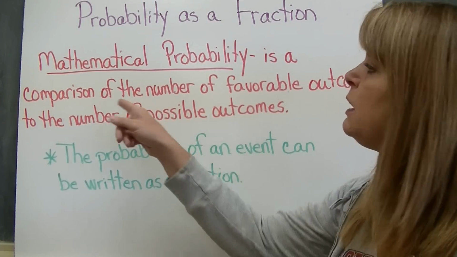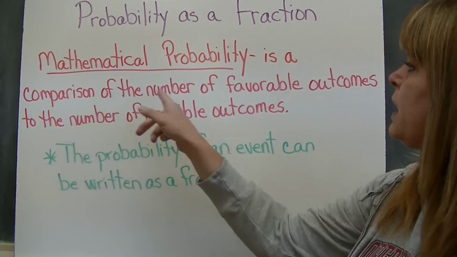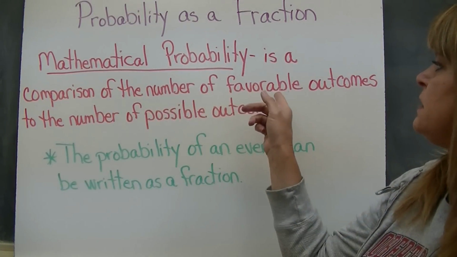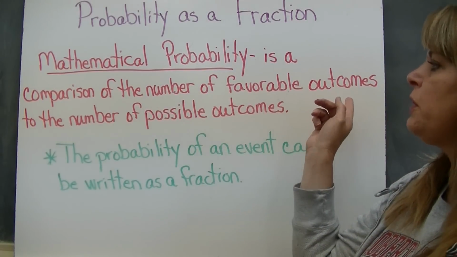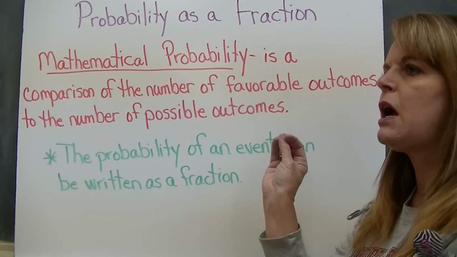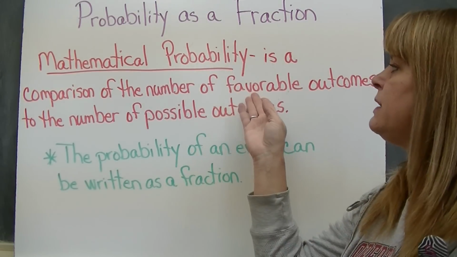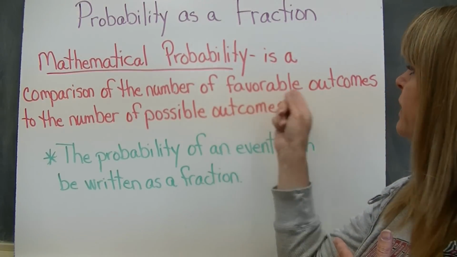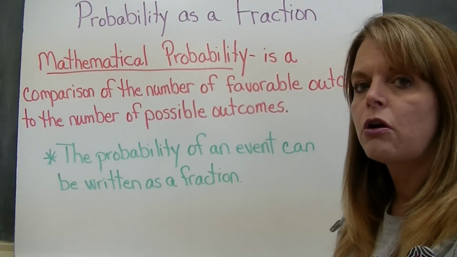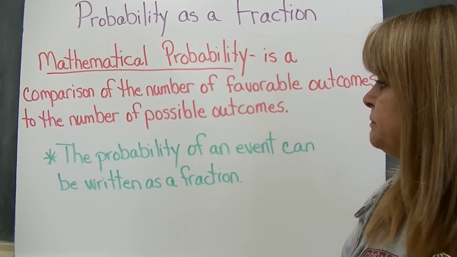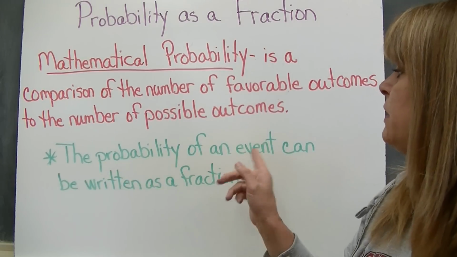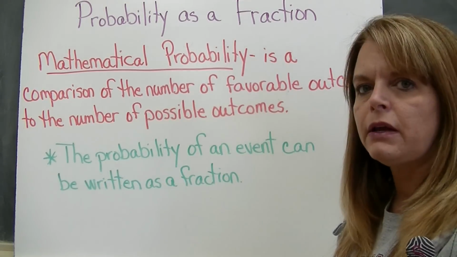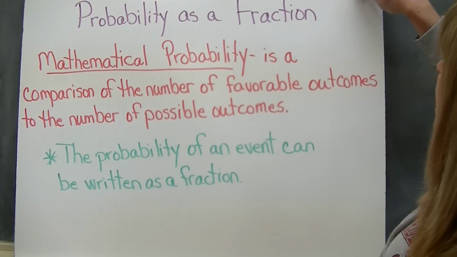Sounds really fancy, but it's really just when you compare the number of times something could happen to the number of times that it does happen, and which is more favorable. Is it more likely, less likely, equally likely? You're going to compare that amount to how many possible outcomes there are in all. The probability of an event can be written as a fraction, and that's what we're going to look at.